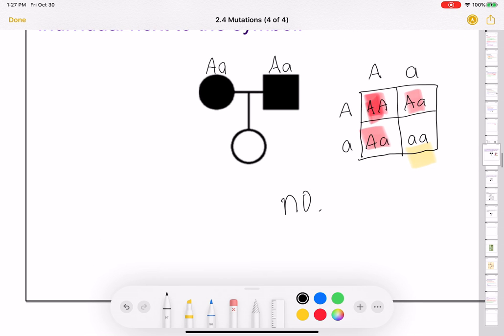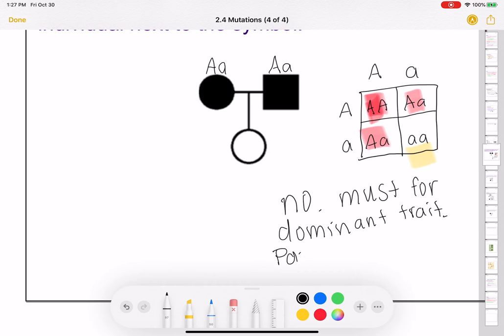So the question here is, is it possible for this to be for a recessive trait? The answer is no, it must be for a dominant trait, and the parents must be heterozygous. Heterozygous means that they have two different types of alleles. All right.